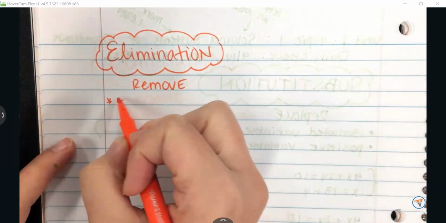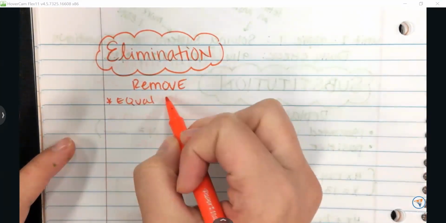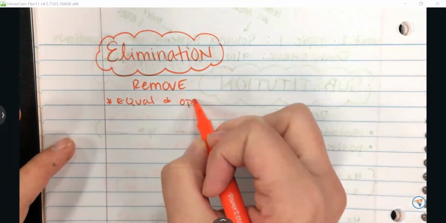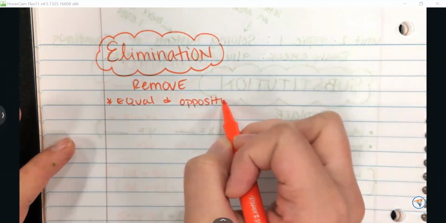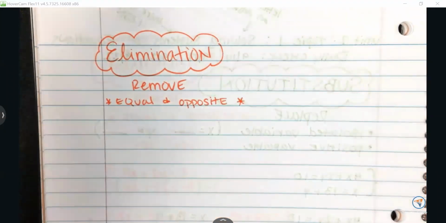How can I remove something? If I have 4 apples, then I have to have negative 4 apples to make them disappear, or to take 4 apples. So you have to have equal and opposite. Equal and opposite.